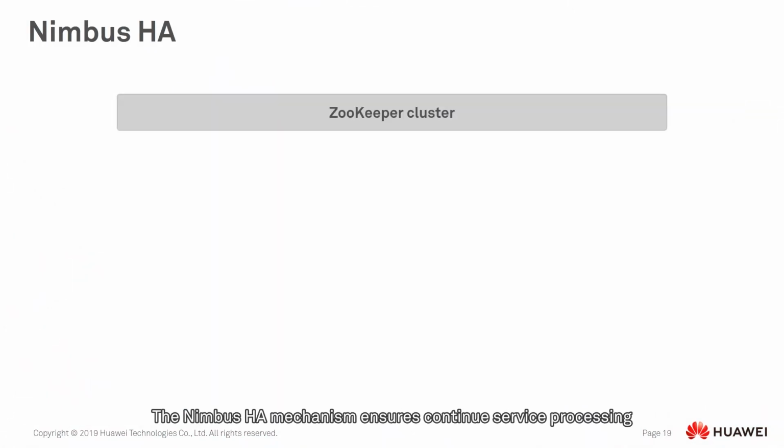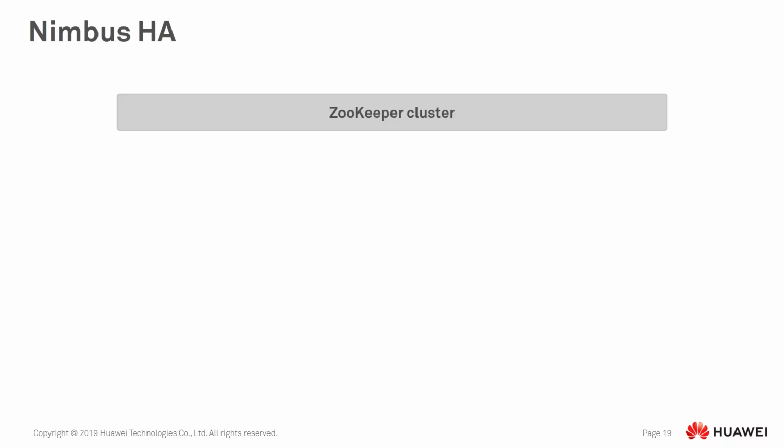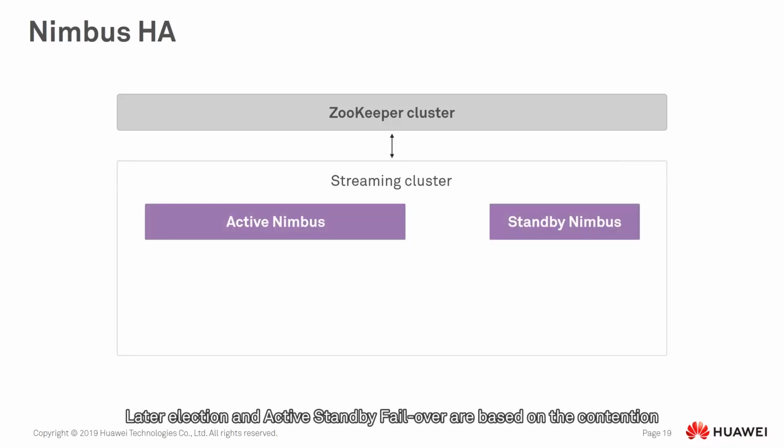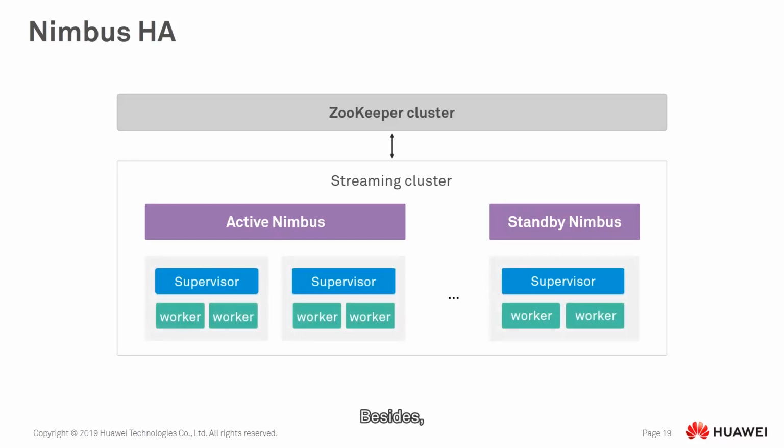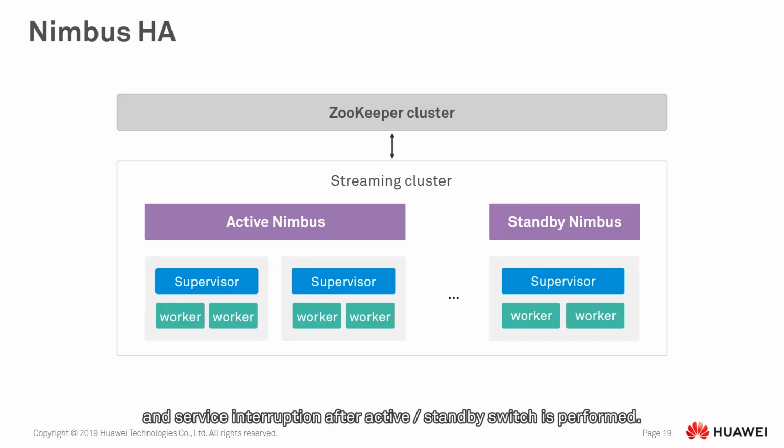The Nimbus HA mechanism ensures continuous service processing even if one Nimbus is faulty, improving the cluster availability. It is implemented using the Zookeeper distributed lock. Leader election and active standby failover are based on the contention between the active Nimbus and the standby Nimbus. Besides, metadata is periodically synchronized between the active and standby Nimbus nodes to prevent topology data loss and service interruption after active standby switch is performed.